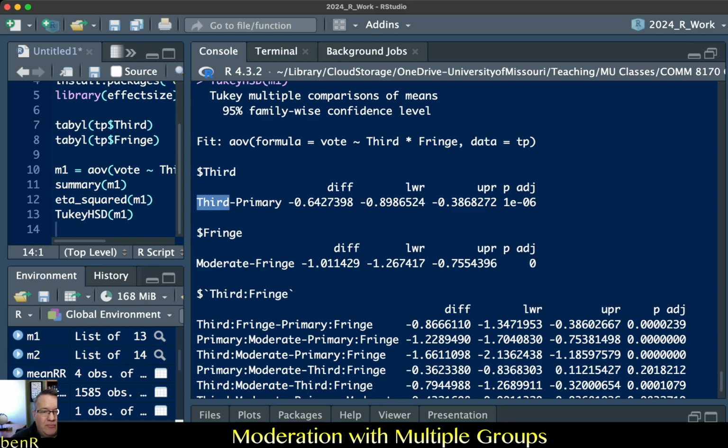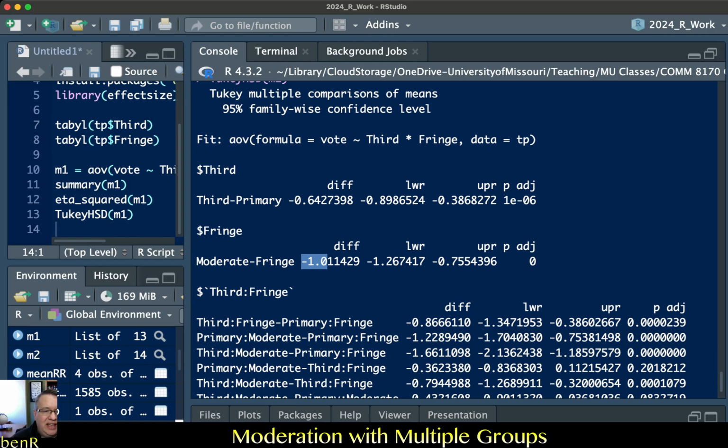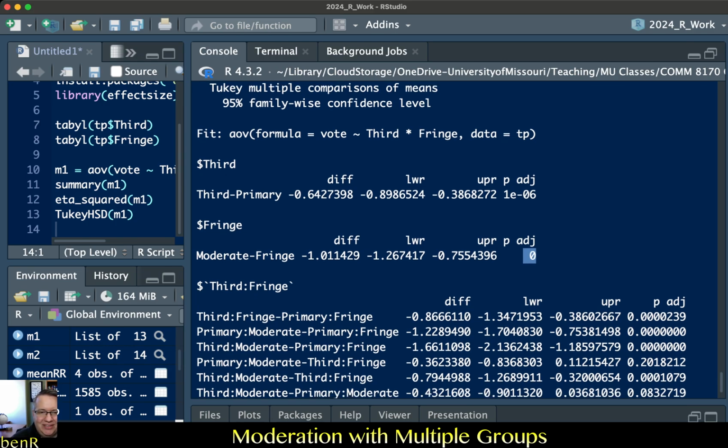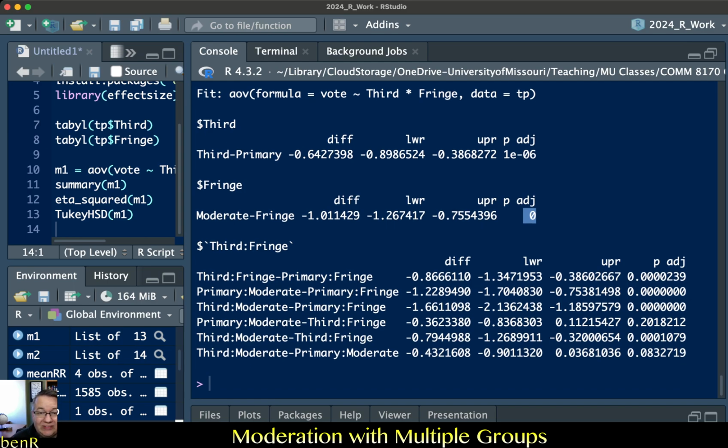And then we have moderate minus fringe, and it's a negative 1.0, so that's a full point on that 7-point voting scale. And since it's negative, that means the moderate challenger was about a point less likely to get support than the fringe challenger. And here the p-value, it just says it's 0. It's not exactly 0, but it says it's basically 0. So that gives us our two main effects.